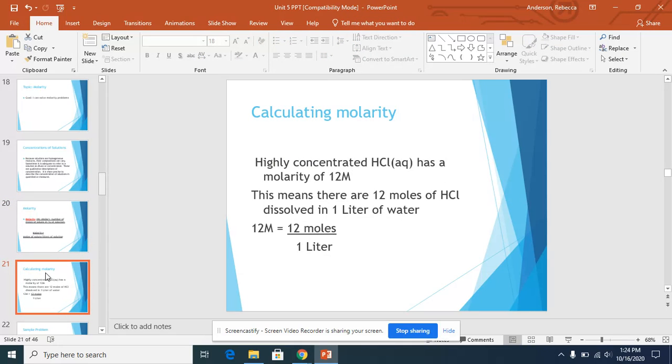So, calculating molarity. A highly concentrated HCl has a molarity of 12 capital M or 12 molar. This means there are 12 moles of HCl dissolved in 1 liter of water because 12 divided by 1 is 12.